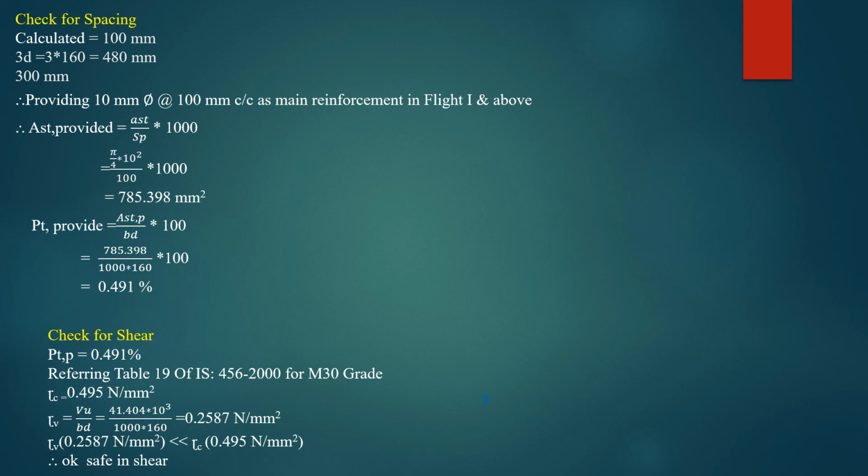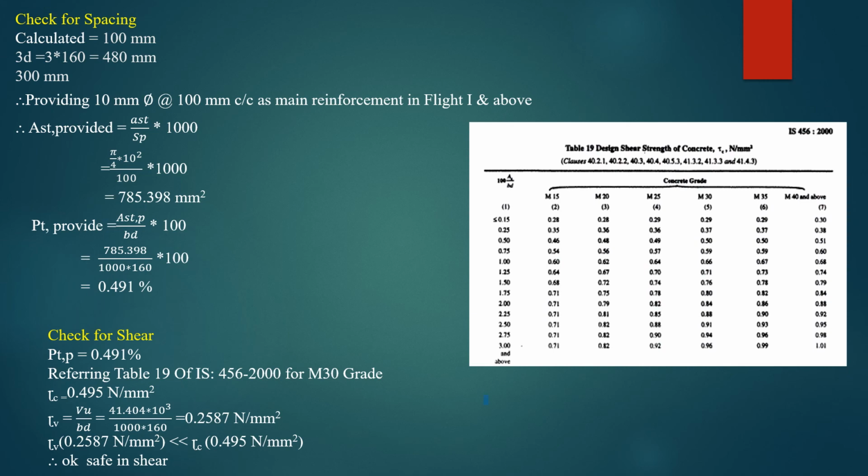Let us check for shear. We already did the check for shear twice. Pt provided is 0.491 percent. So we refer to Table 19. We calculate tau c as 0.49 Newton per mm square. Here, just interpolate and we get the value of tau c. We calculate tau v as Vu by b d. We got 0.2587. Here we can see that tau v is much smaller than tau c. Therefore, our flight is safe in shear.